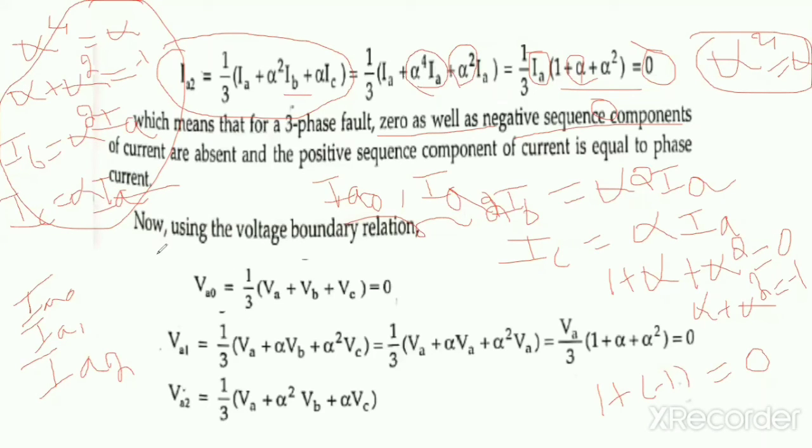Understand? Next, now using the voltage boundary relations, we know the voltage equations, that is VA naught is equal to 1/3 into VA plus VB plus VC.